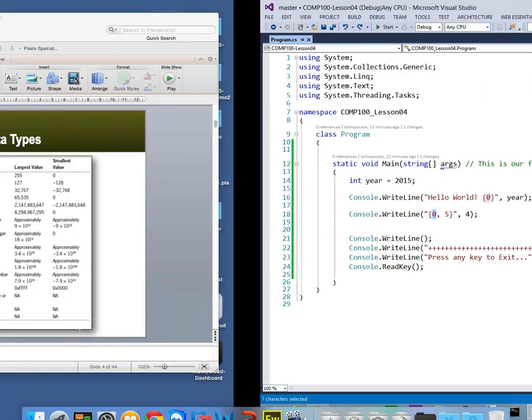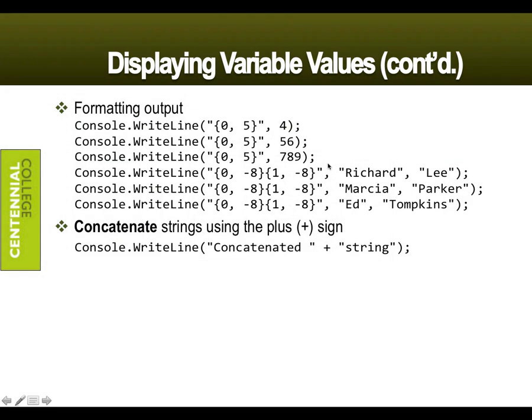Okay, so this is some good formatting. Here's something. How about the negatives? Here's another one I want to try here. 0, comma, and then -8. And then 1, comma, -8. And then I have Richard and Lee. Let's try this output to see what happens.